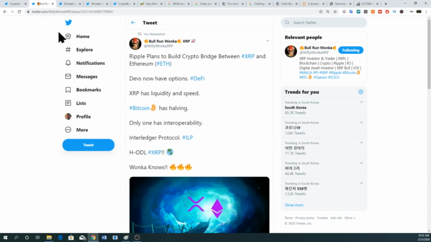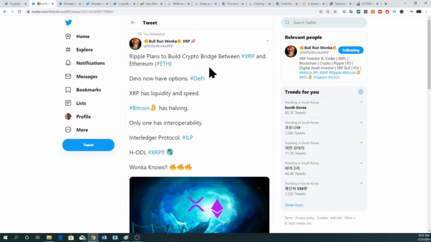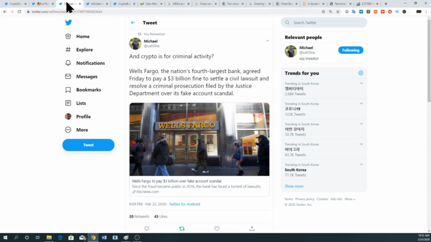And this is from Bullrun Walker. He's showing Ripple plans to build crypto between XRP and Ethereum, and if you actually show that XRP has liquidity and speed, Bitcoin has halving. Only one has interoperability. Now, if you actually look at all the platforms, you need that interledger protocol. So HODL XRP, HODL strong.